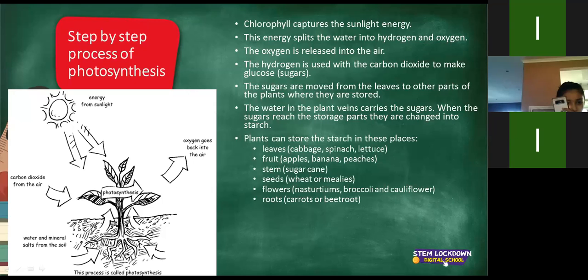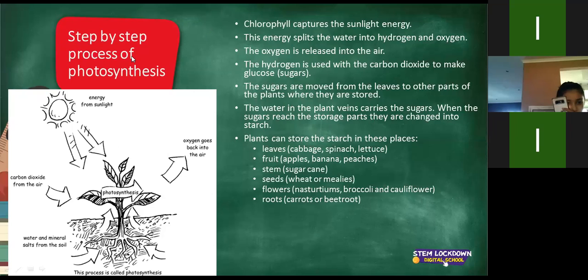Now we know plants obviously store starch, but in what places do they store starch? The leaves. This could be cabbage leaves, spinach leaves, or lettuce leaves. Fruits. This could be apples, bananas, peaches. Starch can also be stored in the stem, such as a sugar cane. Starch can also be stored in flowers. This could be broccoli and cauliflower and nasturtiums. And also in the roots. This could be carrots or beetroot.